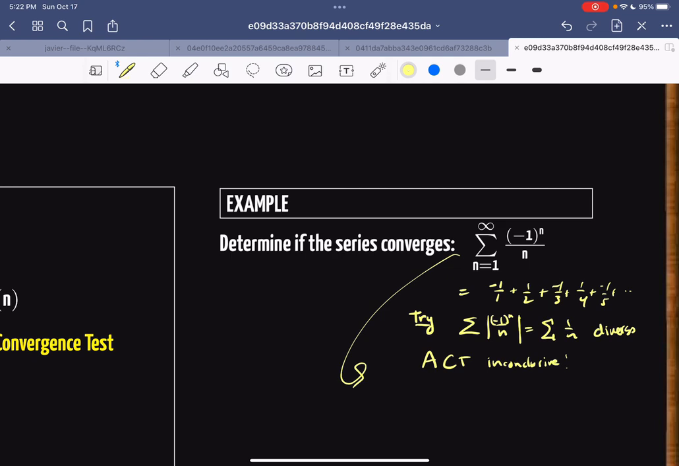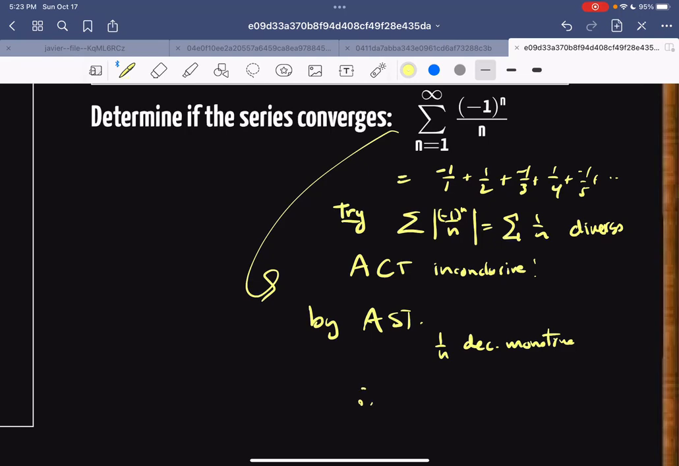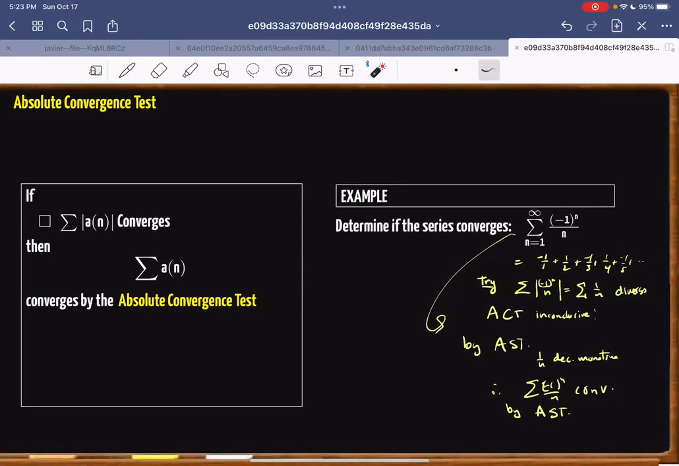And so we skip the absolute convergence test. So we try the alternating series test. By alternating series test, you have this switching of the signs, and you have 1 over n is decreasing monotone and going to 0. Therefore, summation of -1 to the n over n converges not by the absolute convergence test. It converges by some other test, by alternating series test. So in this case, we were able to show that the series converges, but not using the absolute convergence test. That one failed.